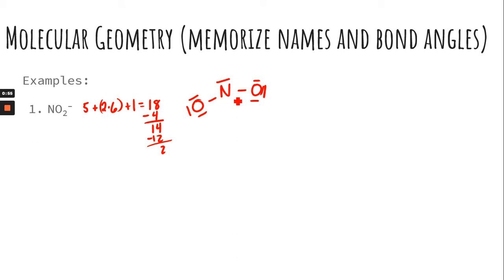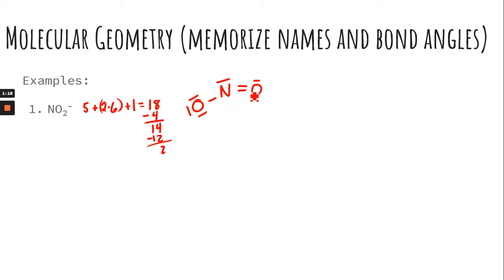Now we have to make sure that center atom is satisfied. Well, this nitrogen only has 6 electrons around it, 4 in the bond and 2 in the lone pair. So that means we have a double bond. So we're going to remove a lone pair from one of the oxygens, it doesn't matter which one, and we're going to double bond it.